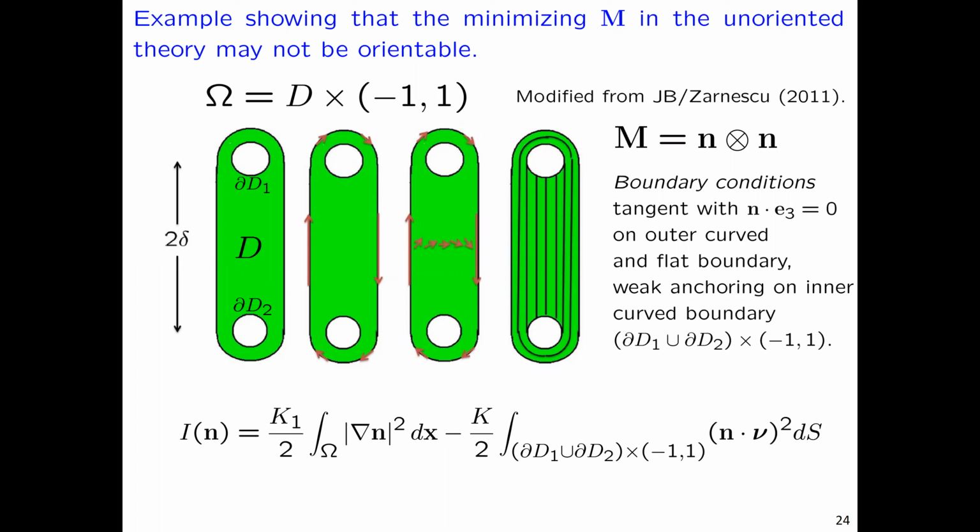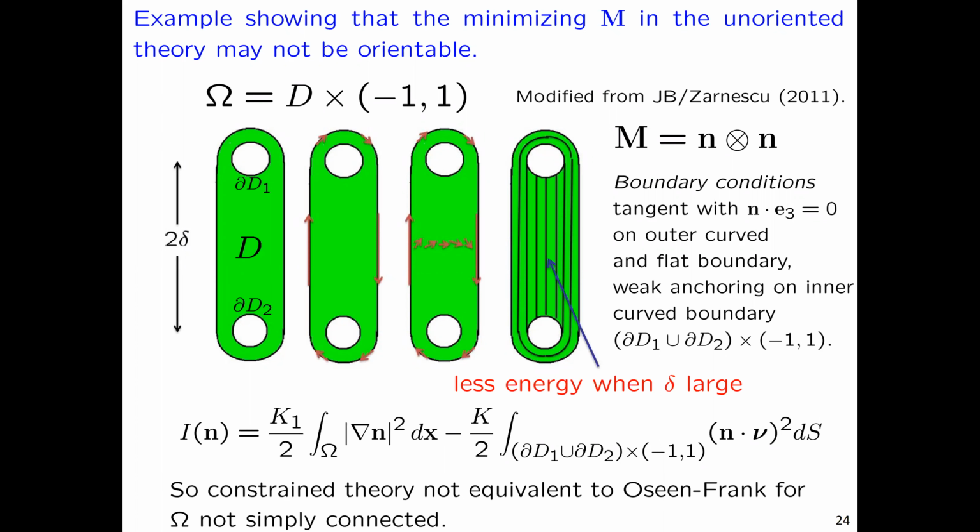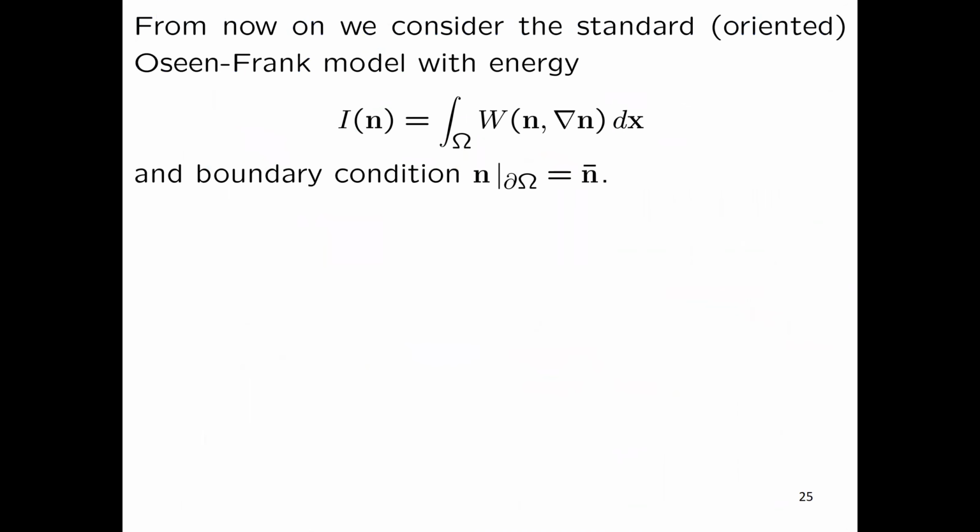So in short, that's what I'm saying. The constrained theory is not equivalent to the unconstrained Oseen-Frank theory if omega is not simply connected. So this is a little issue that you have to worry about.